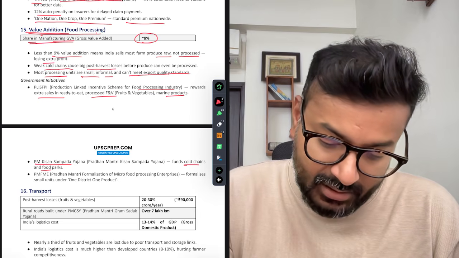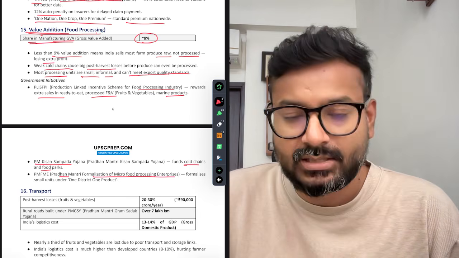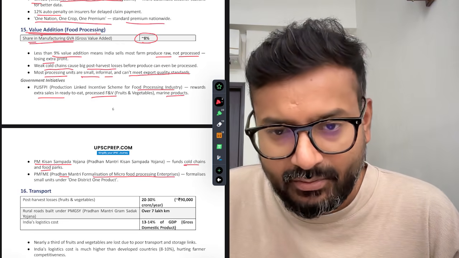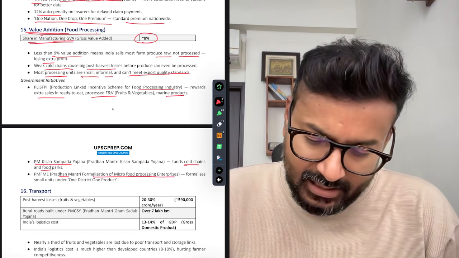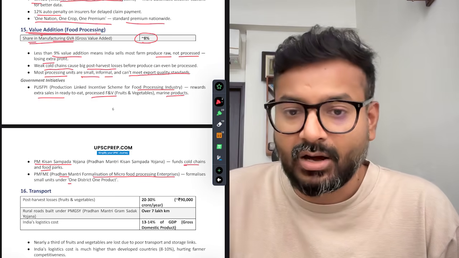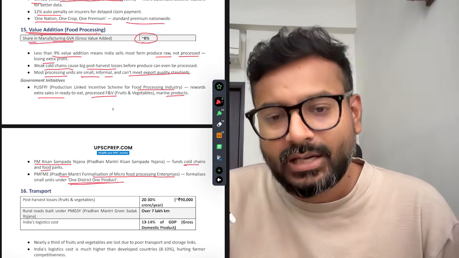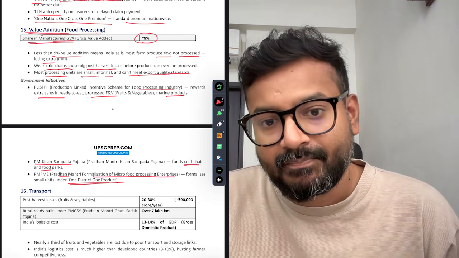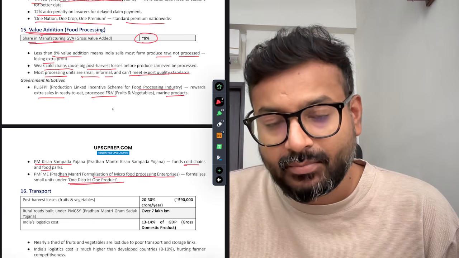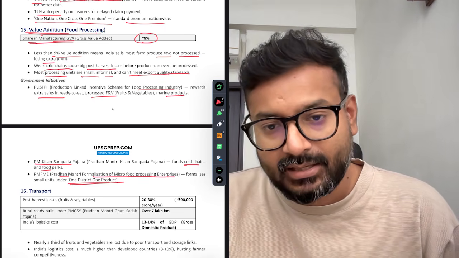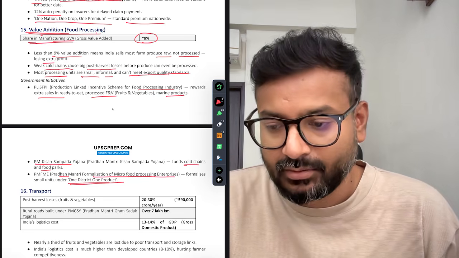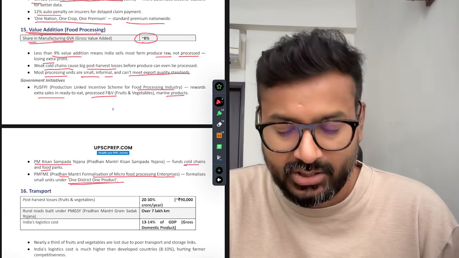Then there is the Pradhan Mantri Formalization of Micro Processing Enterprises, because the majority of the food processing right now is very small, informal. तो उनको formalize करने के लिए there is this program under which One District One Product is run. Okay, so each of the districts in India has some specialization, some specific product that they excel in, and therefore that product is identified, and the food processing of that particular product is encouraged in those areas.